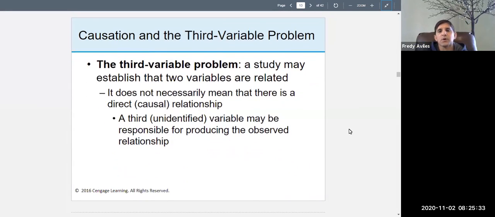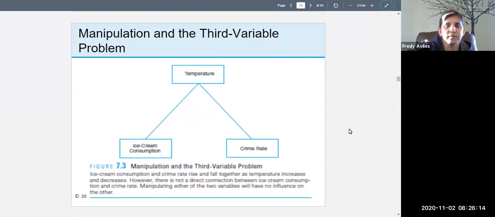There's also the third variable problem, which we mentioned before when we talked about correlations. The third variable problem is when you have a study that establishes that two variables are related, but it doesn't necessarily mean that there's a cause and effect relationship between them. There might be a third variable that is responsible for producing the observed relationship. So here's the thing: with the third variable problem, you have two things that seem to be related, but they may not necessarily be causing each other, or one may not cause the other. There may not be a cause and effect relationship between them. There might be a third thing that explains the relationship. And let me give you an example so you understand. Here's an example of the third variable problem.